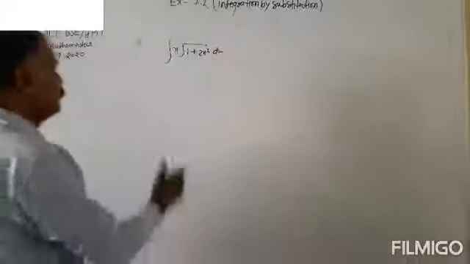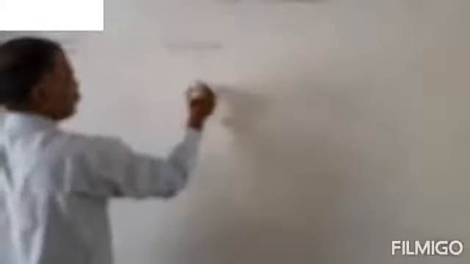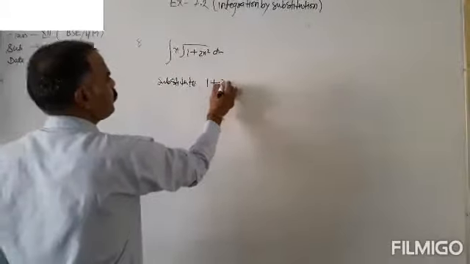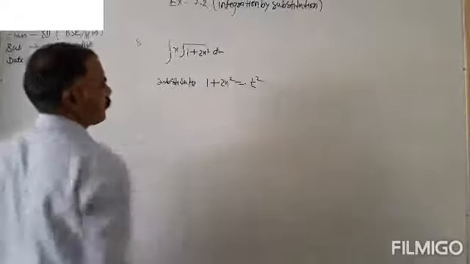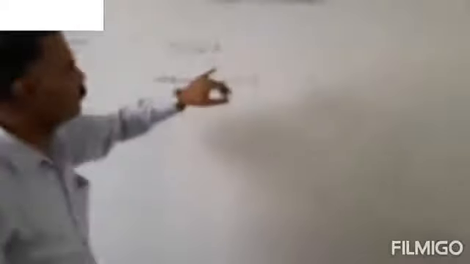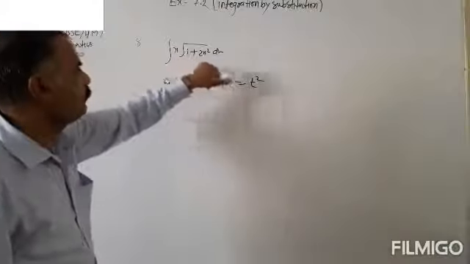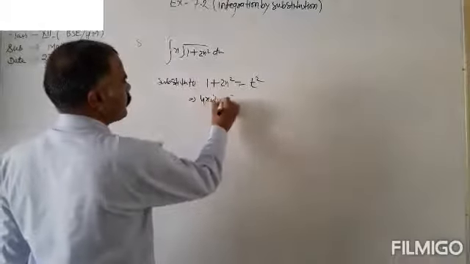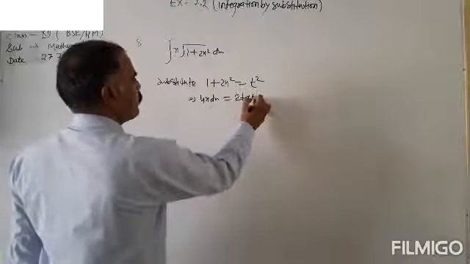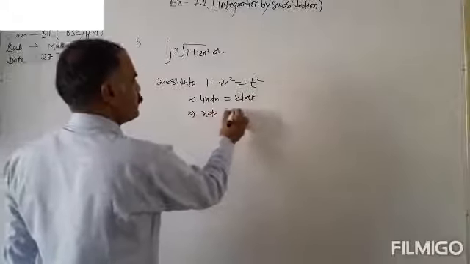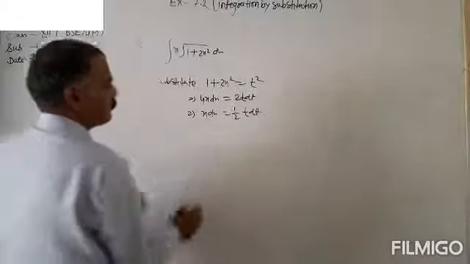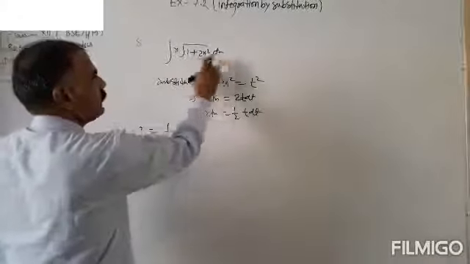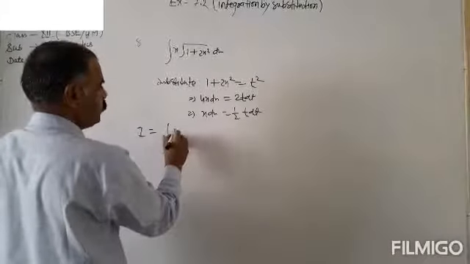Okay. So let us substitute 1 plus 2x square equals t square. Due to the sign of under root, we let this equal t square. So 4x dx is equal to 2t dt, which means x dx is equal to 1 by 2 t dt. So the integration will become x dx equal to 1 by 2 t dt.